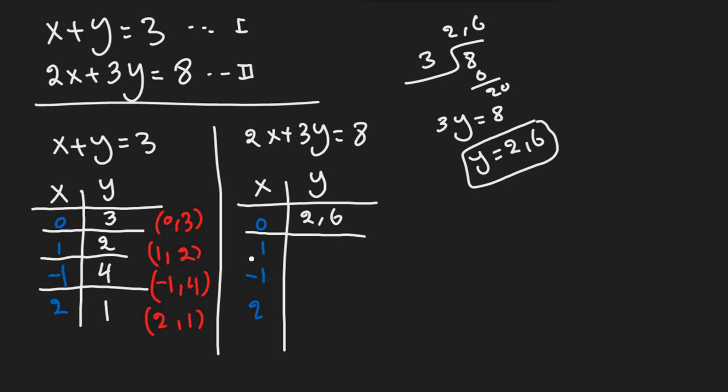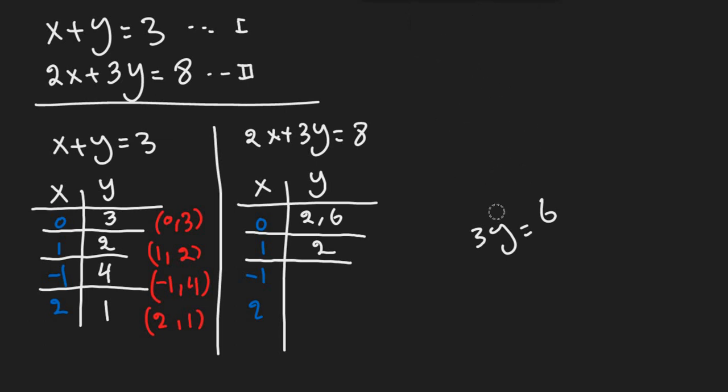If we put 1, 2 times 1 is 2, then putting it on the other side, 3y is equal to 8 minus 2, it's 6, so y is 2. Because you know this part, I'm doing it faster. If we put minus 1 here, 2 times minus 1 is minus 2. If we switch it to the other side, 3y equals 10, because 2 plus 8 is 10.